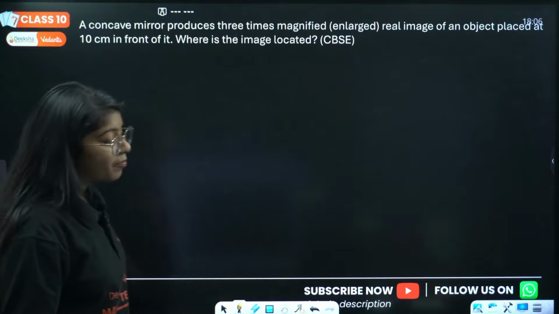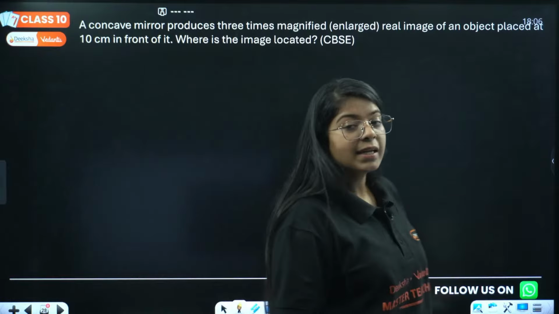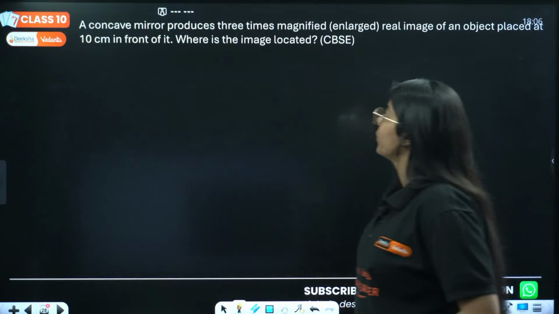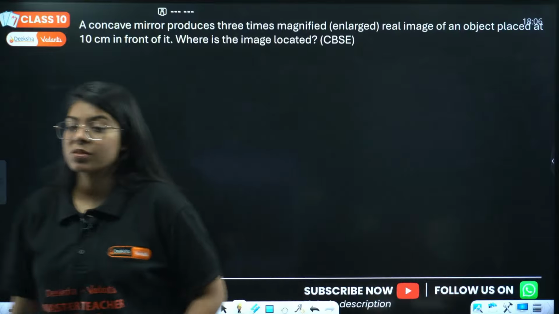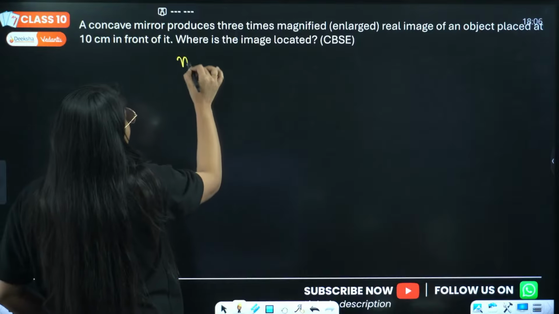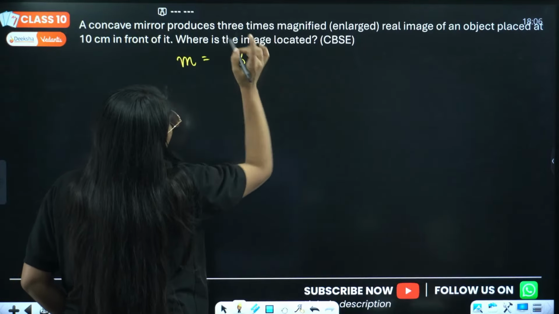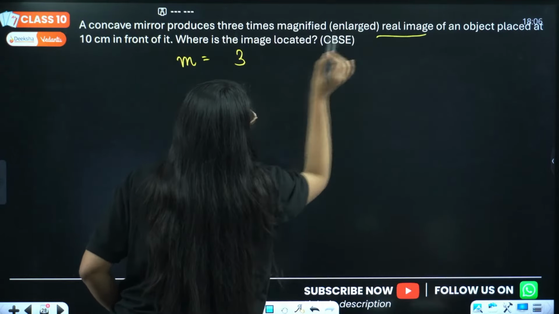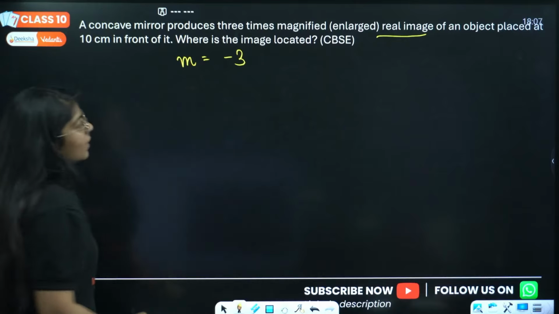A concave mirror produces 3 times the magnified image. It produces 3 times the magnified image and it is a real image. So magnification value is 3, but since it is a real image, that means magnification is negative.